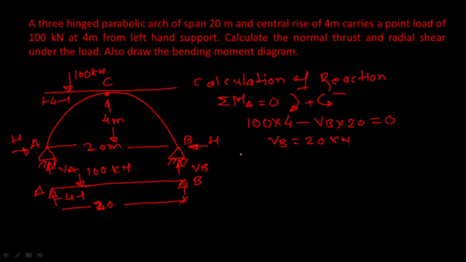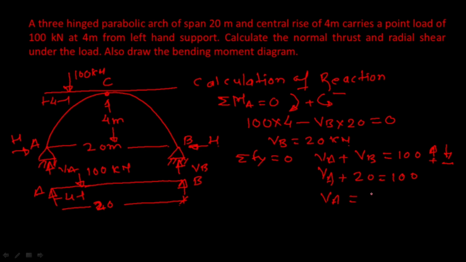Then find VA. Apply the condition sigma Fy equal to 0. So VA plus VB is equal to 100, because we are considering the upward force as positive and the downward force as negative. So VA plus 20 is equal to 100. So VA is equal to 80 kN. So we got VA 80 kN and VB is 20 kN.